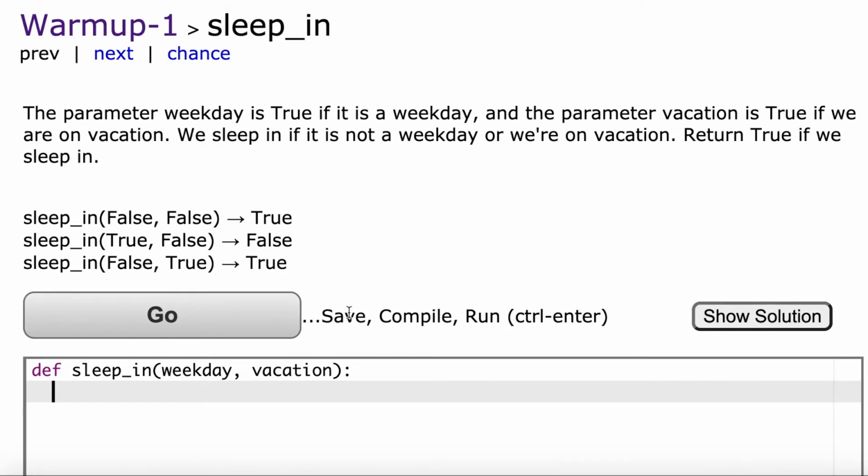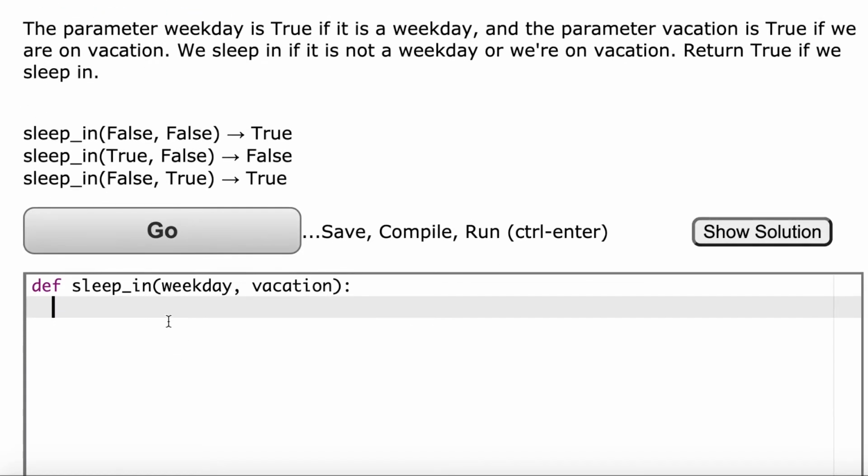So let's read the description first. It says the parameter weekday is true if it's a weekday, and the parameter vacation is true if we're on vacation. So we have two boolean values being passed in. Okay, here's the important part though. It says we sleep in if it is not a weekday or we're on vacation. Return true if we sleep in. So this is where it says what we're supposed to return. We only return true if we sleep in, and we only sleep in if it's not a weekday or we're on vacation. Otherwise, we're supposed to return false.